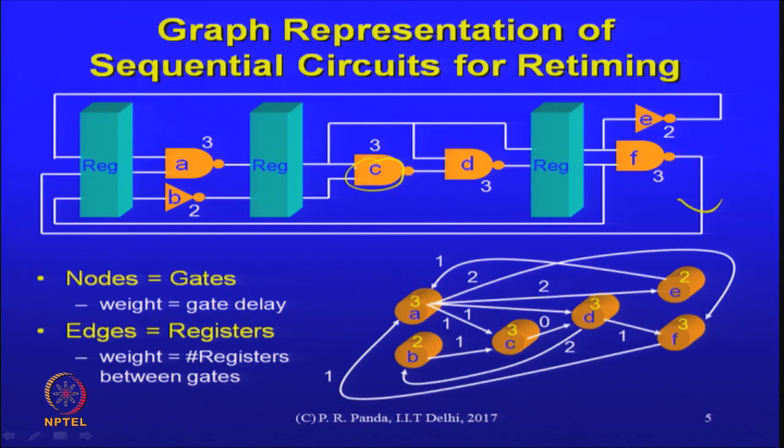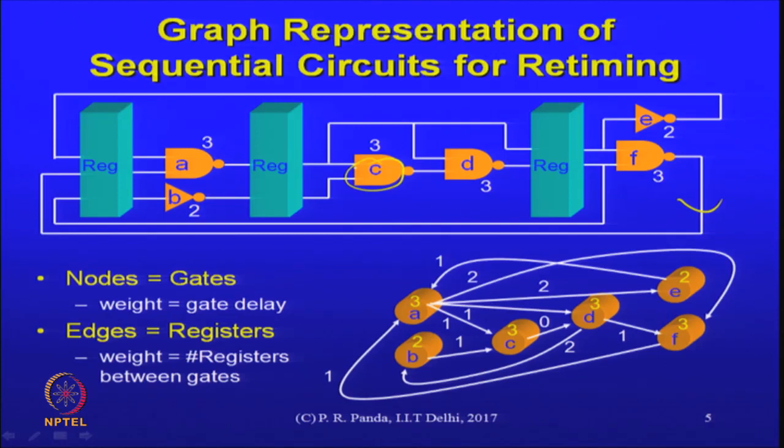Yeah, but it is not obvious that it should be done that way. From the picture you can infer that that's what we have done, but why should we do it in this way? Why don't I make the flip flop also a separate node? No. So that's where there is some intelligence in this whole process. Nodes are gates. So edges represent registers. We attach some weights to both nodes and to edges.